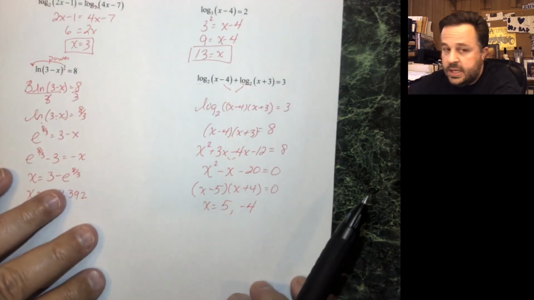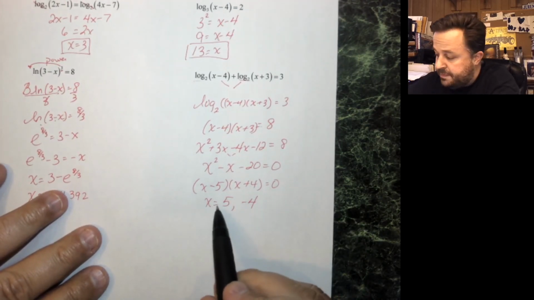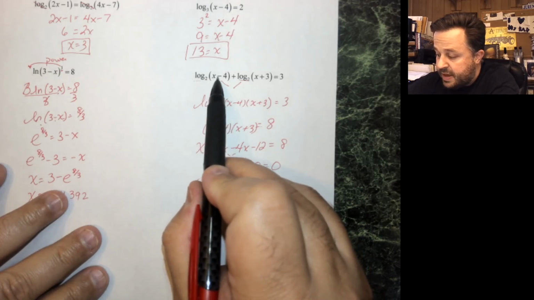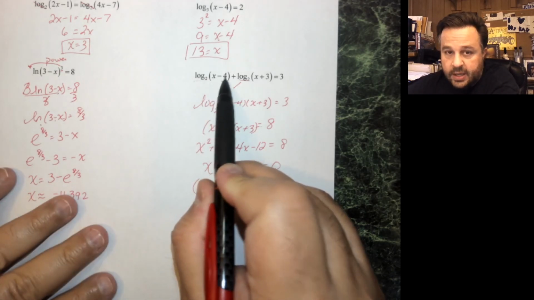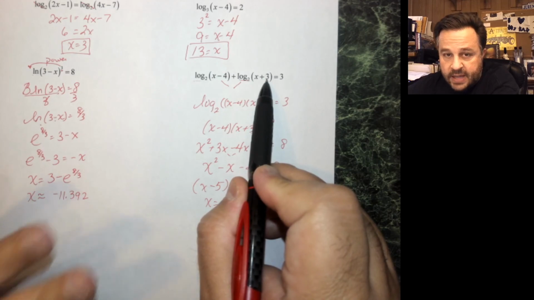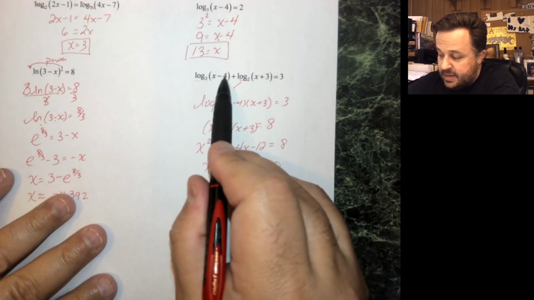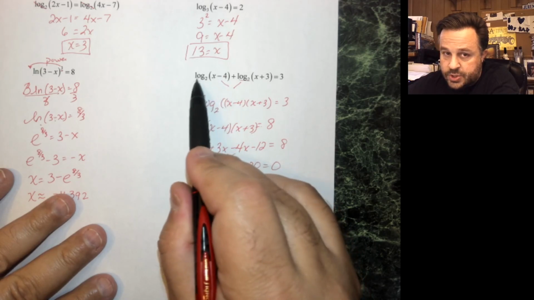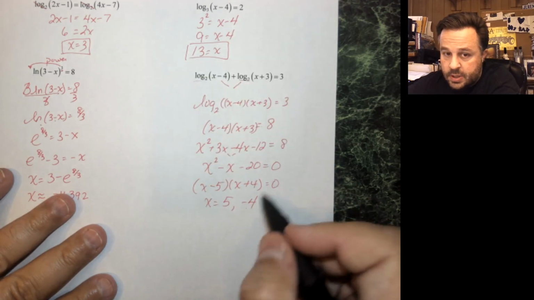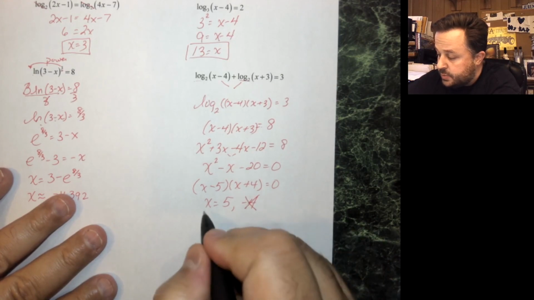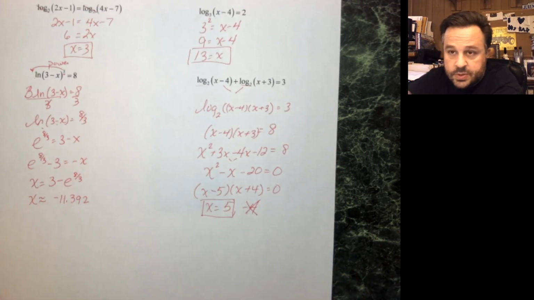So down here, notice if I put 5 into the very beginning, 5 minus 4, I get 1. That's okay. 5 plus 3 is 8. That's okay. But if I plug in negative 4, I get a negative 8 in here, which is not in the domain of that logarithm. So therefore, negative 4 is out, which means x equals 5 is the only solution for that equation. Okay, I hope that helps.